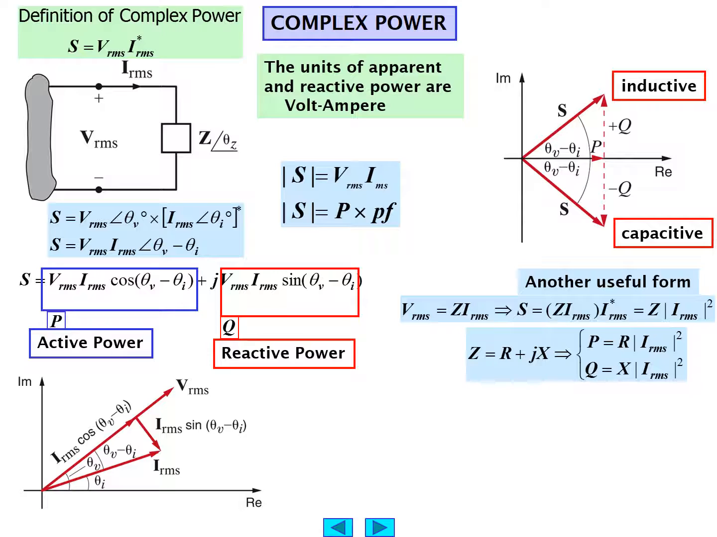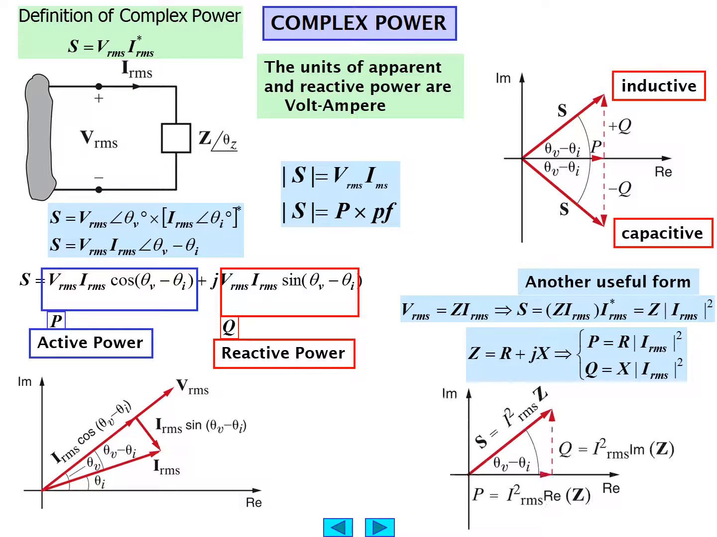And power then is R times the magnitude of IRMS squared. And Q, the reactive power, is X, the complex component, times the magnitude of IRMS squared. So these are all very useful definitions to manipulate and analyze problems. So here we have S as another example as being IRMS squared times Z, and Q being IRMS squared times the imaginary part of Z. And finally, active power P being IRMS squared times the real part of Z.